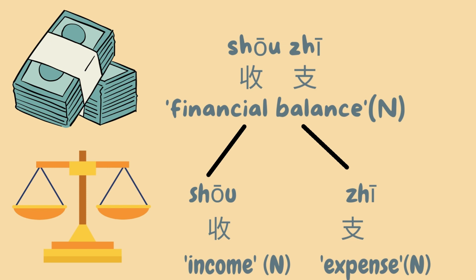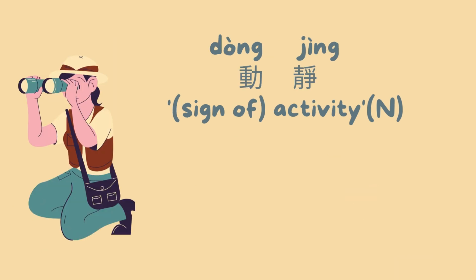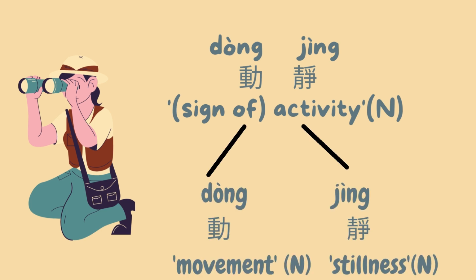The next one is 收支, financial balance, a noun. The constituent characters 收, income, a noun, and 支, expense, a noun, are antonymous. The meaning of the word they form is the combination of the two characters that make it up. Financial balance, a noun. The next example is 动静, sign of activity, a noun. The constituent characters 动, movement, a noun, and 静, stillness, a noun, are antonymous. The meaning of the word they form is the combination of the two characters that make it up. Sign of activity, noun.